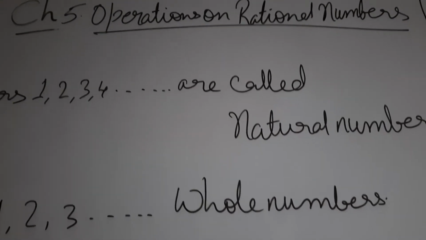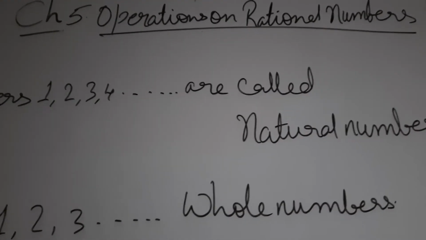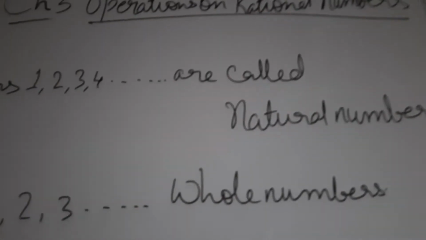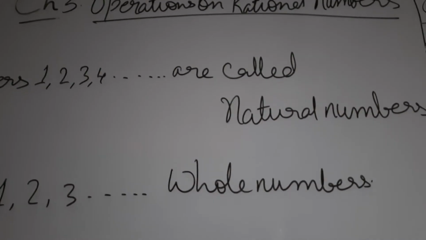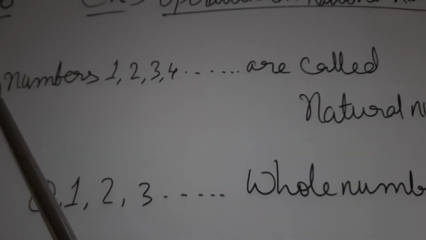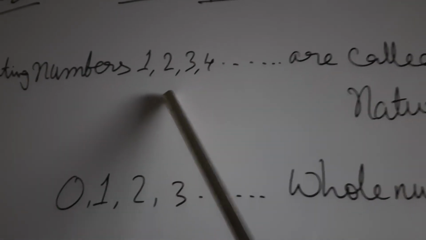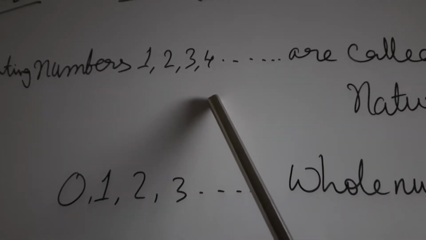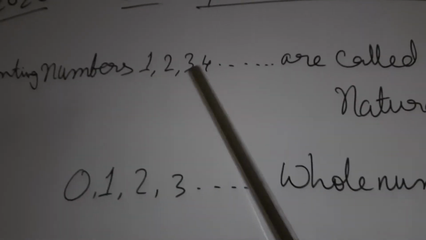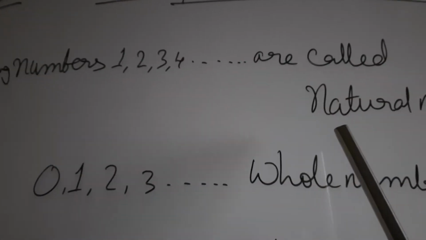To know about rational numbers, children, we should first know what natural numbers are. You are already aware of all these things: natural numbers, whole numbers. So we will just revise. Counting numbers, the numbers that we use in our day-to-day life to count objects and other things, are called natural numbers.